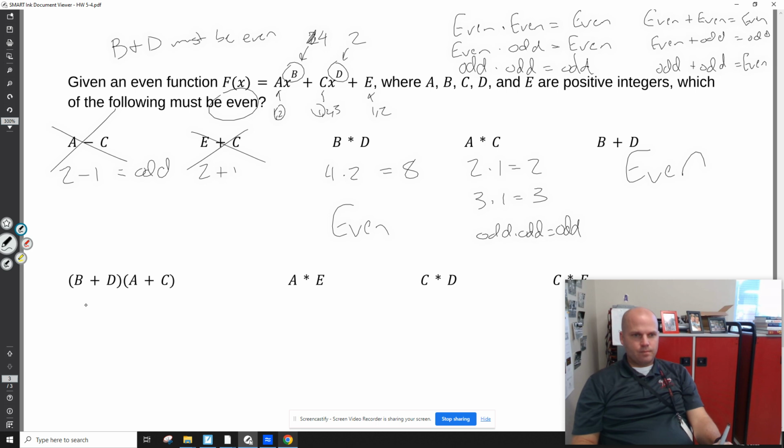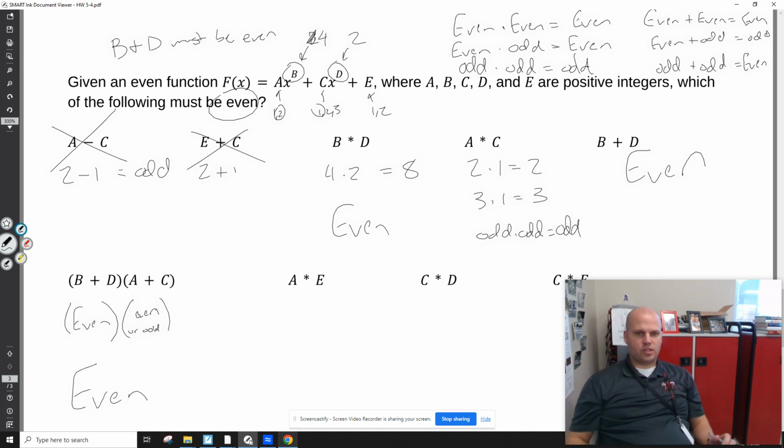B plus D, which has to be even, we know, times A plus C. A plus C could either be even or odd. I'm not sure, because A could be even, C could be even. Well, here's the thing. An even times an even is even. An even times an odd is even. So this is guaranteed to be even. Use different numbers if you want to as an example.